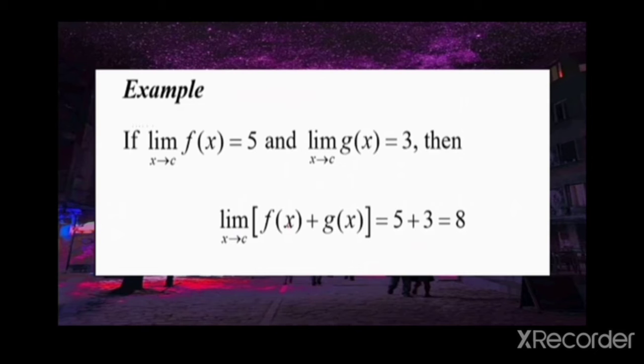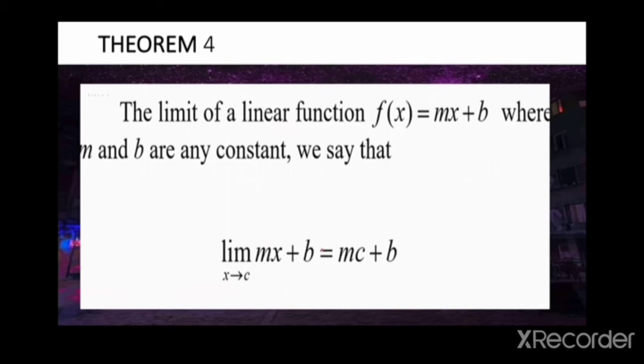So let's move on to another limit theorem, and it is called the limit of a linear function. This states that for the linear function f of x equals mx plus b, where m and b are any constants, the limit of mx plus b as x approaches c is equal to mc plus b. What happens here is that m and b are retained since they are constant values, and the value of x in your function becomes c in your answer.